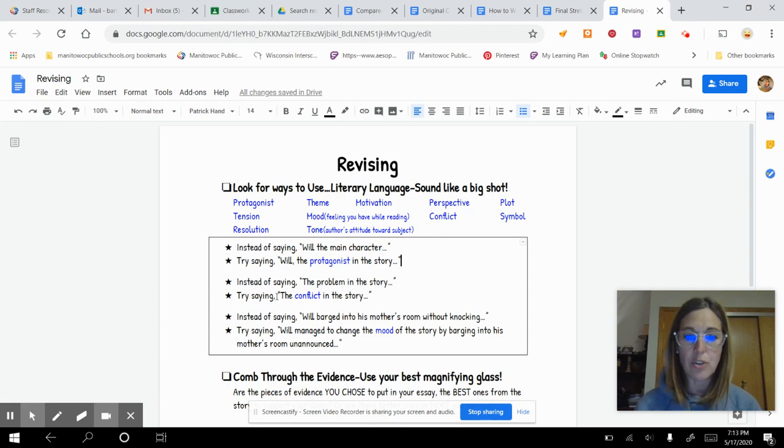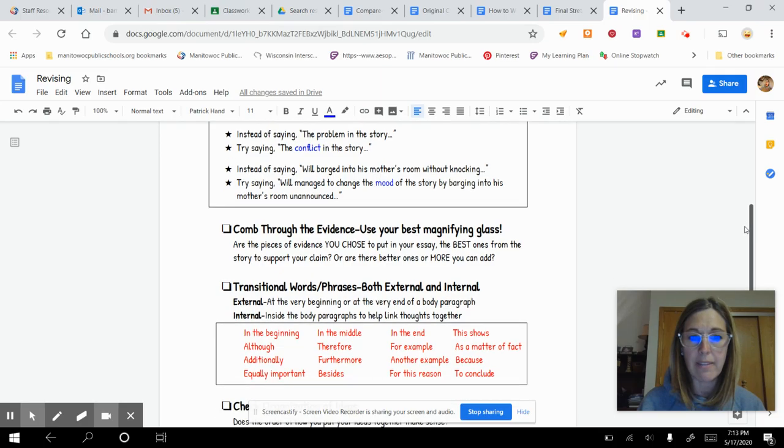Instead of saying Will barged into his mother's room without knocking, you could try saying Will managed to change the mood of the story. Remember, mood is the feeling that we have while we are reading the story. Tone is when we're getting a tone from the author. The author wanted us to feel that tone. So you could try to incorporate some literary language in your story. Reread to think, where could I add that?